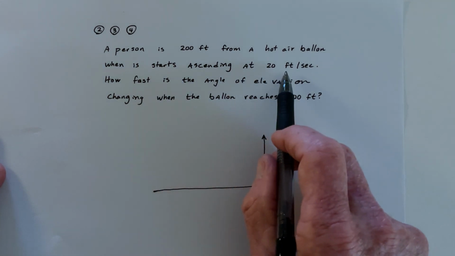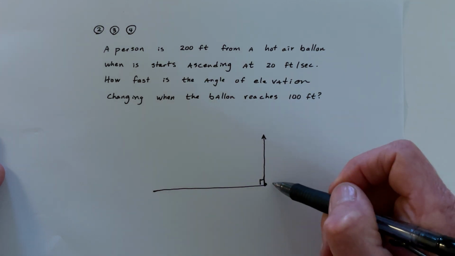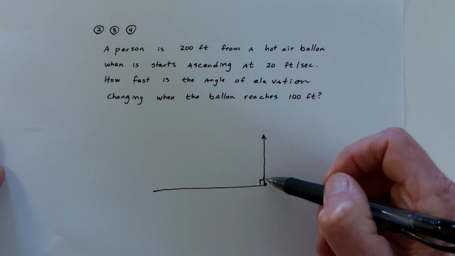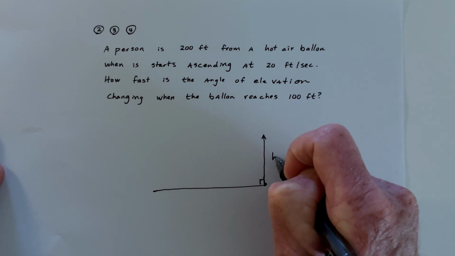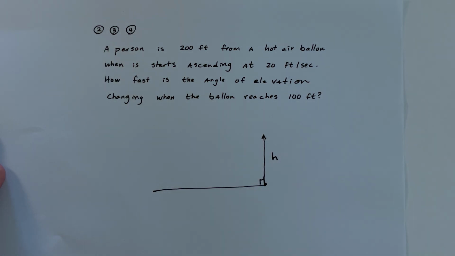So it starts ascending at 20 feet per second. So this is its height. And because this is changing, I do need to use a letter or a variable. So I'll use h for height.